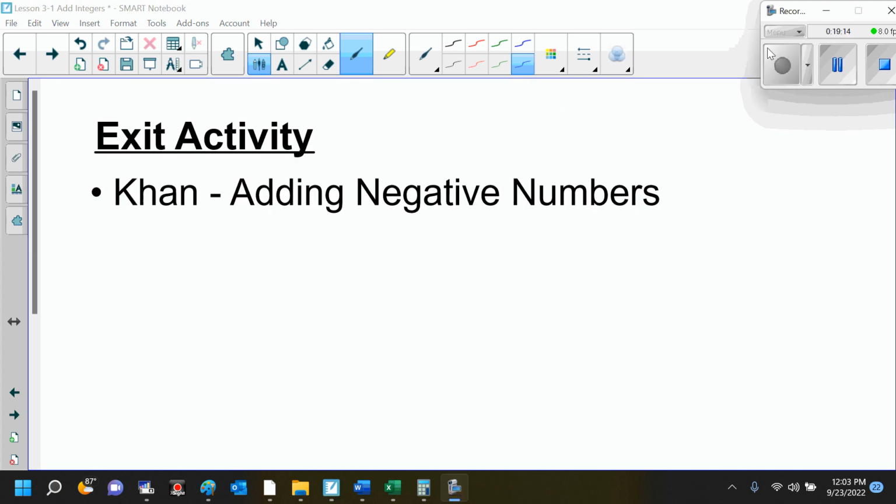This is your exit activity. So the last thing you're going to do is you're going to get on Khan and you're going to do the adding negative integers activity. Keep in mind, if you don't get the score that you want, you can do it again and again until you get what you want.